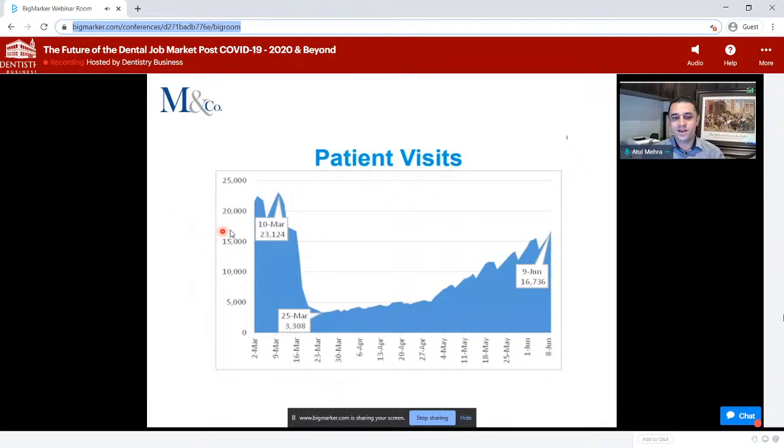This is a statistic that came out of a dental service organization in the United States, and they were looking at patient visits. The patient visits were traditionally at 23,124. This was a dental service organization in the U.S. that has about 800 offices. So pre-COVID they're at 23,124 patient visits, and they dropped down to 3,308 in the trough of the lockdown period, and they've bounced back up to about 16,000 patient visits, about a month in. So you can see how there is a recovery happening in the market. It's just going to take some time to get back up to the pre-COVID levels.